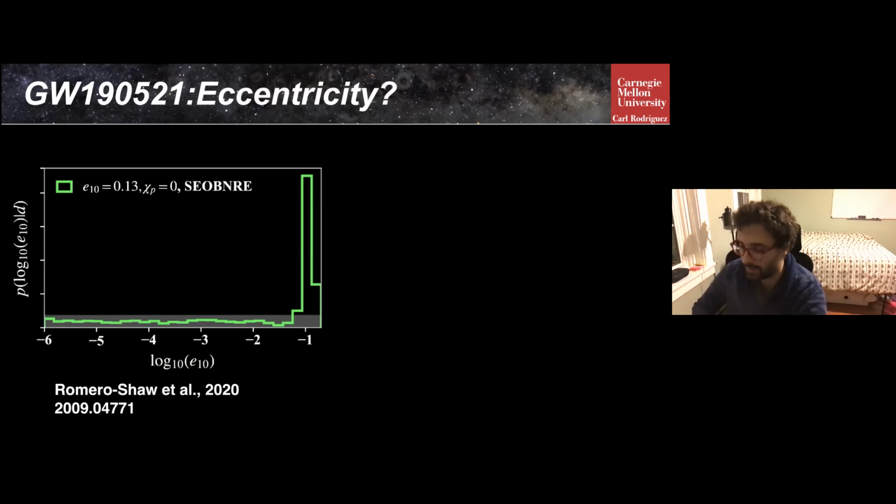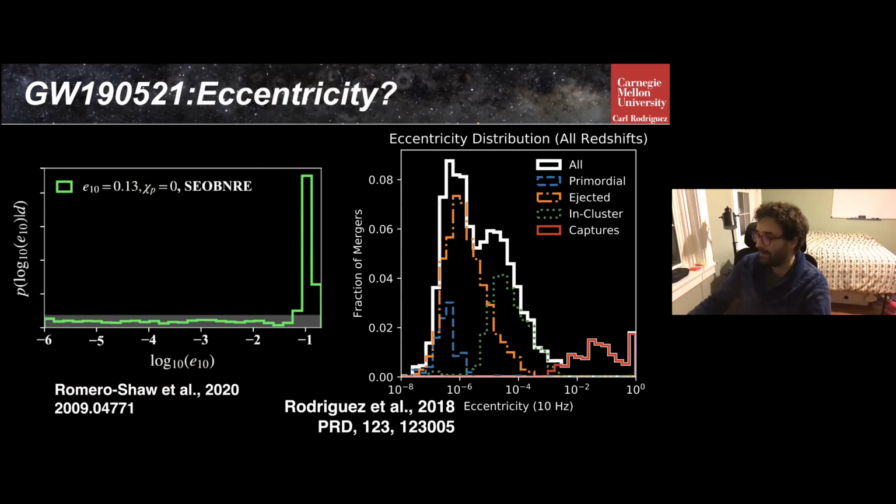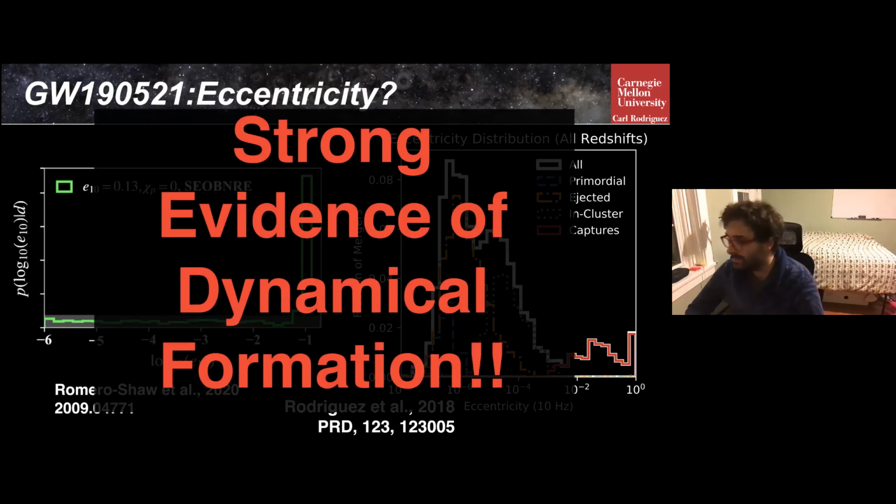This is from a paper by Romero-Shaw et al., where they found that there's essentially strong support for this binary black hole entering the LIGO band with an eccentricity greater than 0.1 at 10 hertz. If I compare that to the eccentricities predicted from our paper in 2018, they lie right around the peaks that you would expect from gravitational wave captures. So overall, this one event suggests strong evidence of dynamical formation.